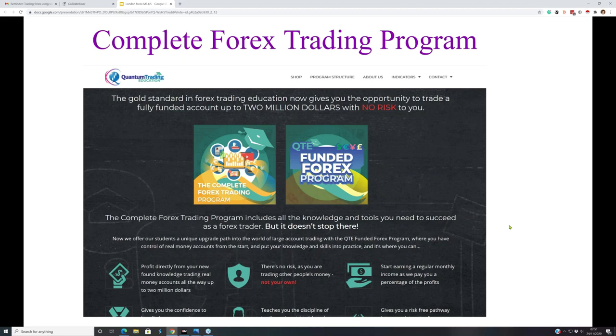They start at 5,000 and go all the way up to 2 million. You basically trade your way up to 2 million, but clearly it's not your money. It's just a one-off entry fee that is paid. That is it. There's nothing else that we ask of you.